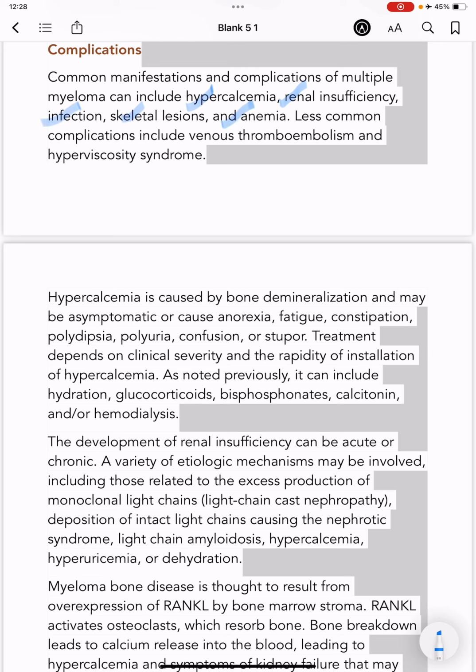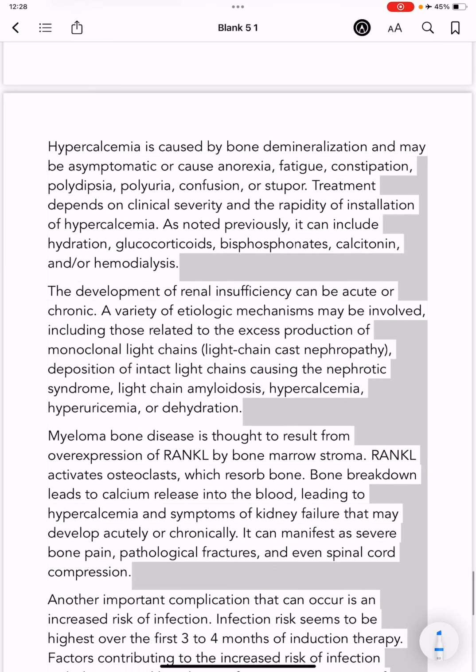Apart from the CRAB criteria, which you are already familiar with, we also have other complications. These less common complications include venous thromboembolism and hyperviscosity syndrome.